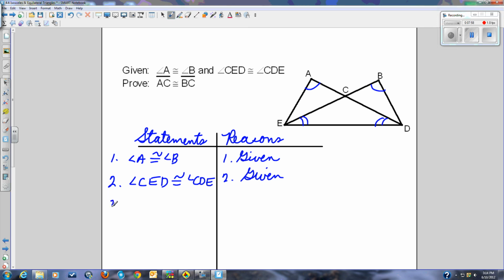So what we can do, since we notice that triangle AED and triangle BED share a common side, we know that segment ED is congruent to itself. So we can say ED is congruent to ED. And that is the reflexive property.